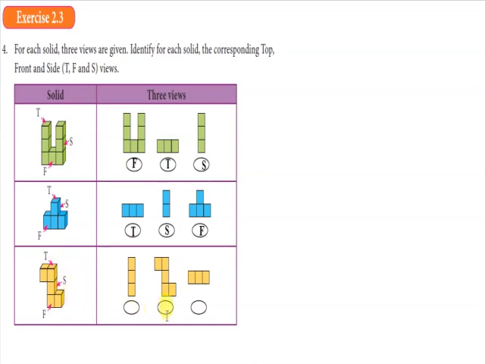So this one is side view. Then this one is the front view. This is a very easy exercise.